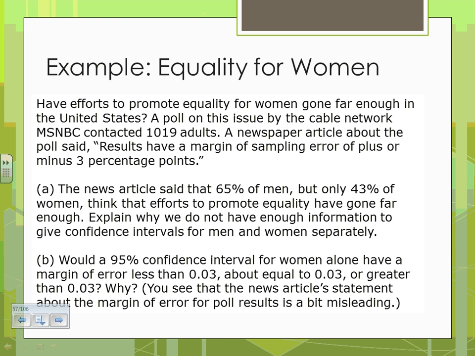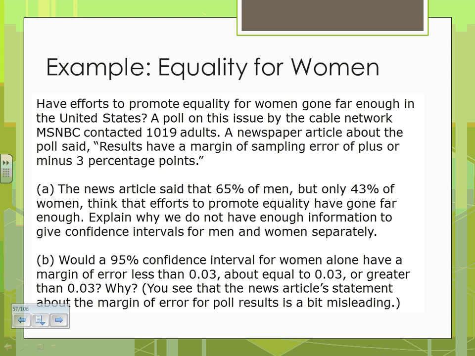Equality for women. Have efforts to promote equality for women gone far enough in the United States? A poll on this issue by the cable network MSNBC contacted 1,019 adults. A newspaper article about the poll said results have a margin of sampling error of plus or minus 3 percentage points. A, the news article said that 65% of men but only 43% of women think that efforts to promote equality have gone far enough. Explain why we do not have enough information to give a confidence interval for men and women separately.